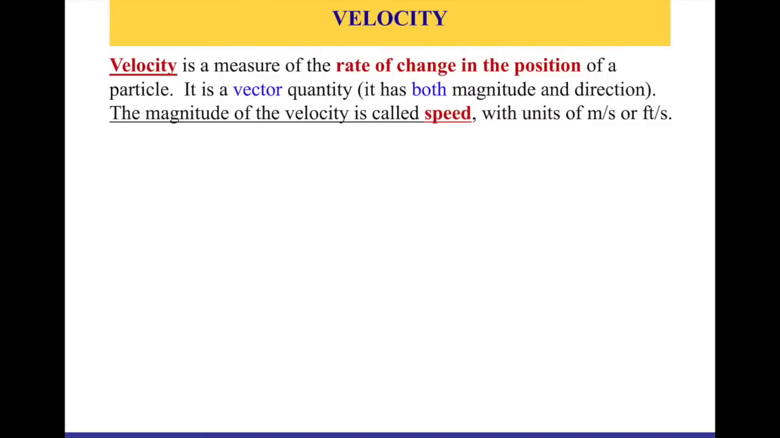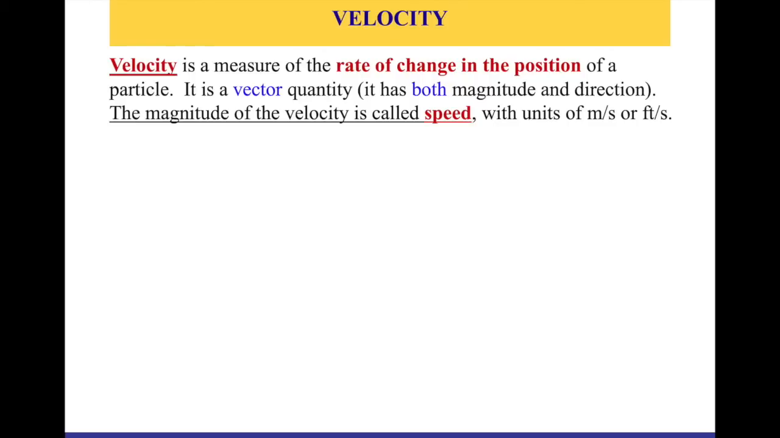Velocity is a measure of the rate of change in the position of a particle, and it's a vector quantity. It has both magnitude and direction. In kinematics, it's important to identify your reference point, as we mentioned in the previous videos, and to identify if your displacement is going to the right or to the left of that reference point, because we are talking about rectilinear motion.